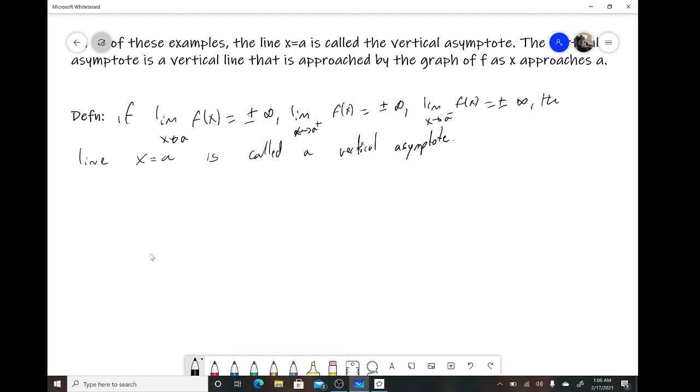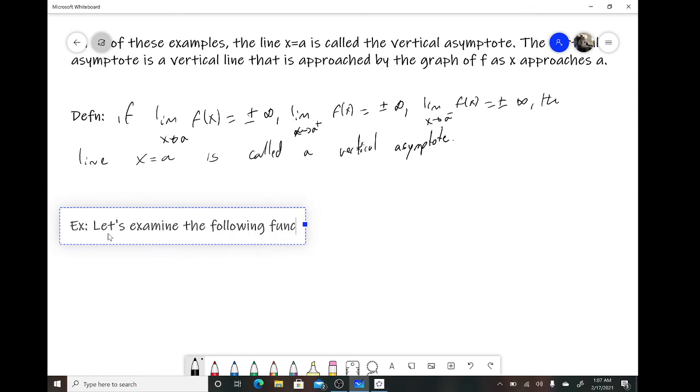All right, so let's do another example finding vertical asymptotes graphically. So, example, let us examine the following function g.